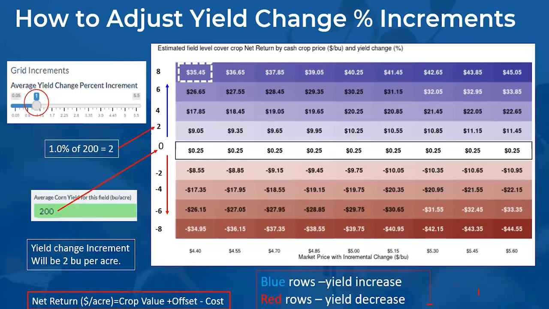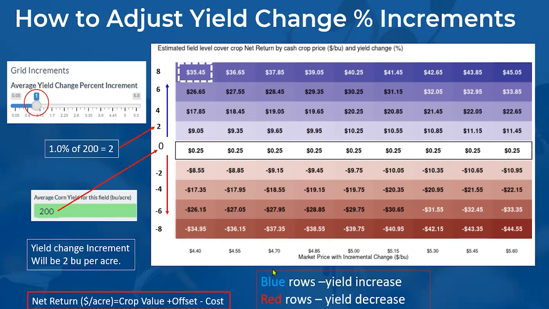So the grid is influenced by sliders as well as changes to your cost, income, and mitigations. Here, the grid increments determine the level of change of yield up or down in bushels per acre. Our default is 1% yield change. So 1% of 200 bushels is 2. So the increment here is going to go up or down in 2 bushel increments.